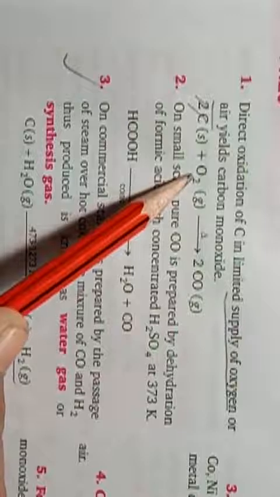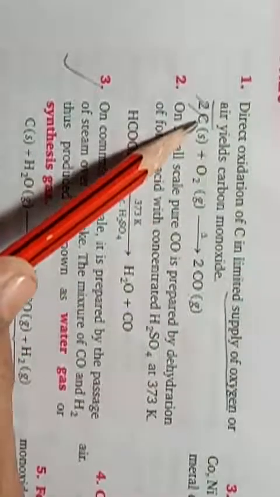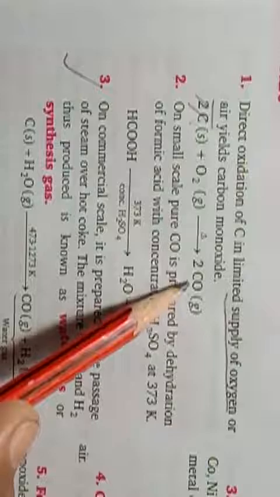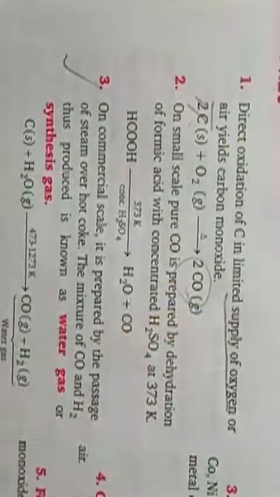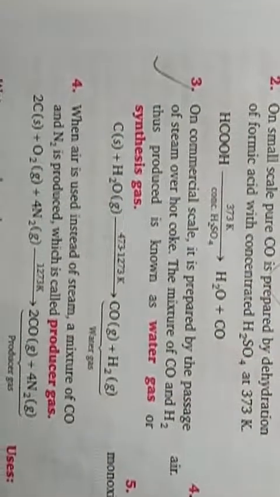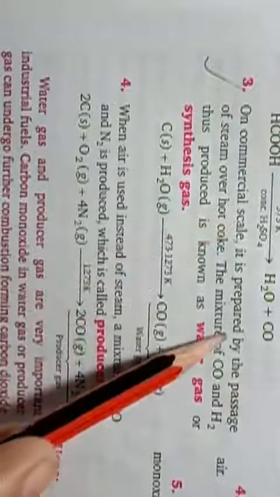In a limited supply of oxygen, oxidation of carbon takes place partially, and due to the partial oxidation of carbon, carbon monoxide is formed. The third preparation is very important, which is why we are going to study it also. On commercial scale, it is prepared by the passage of steam over hot coke.